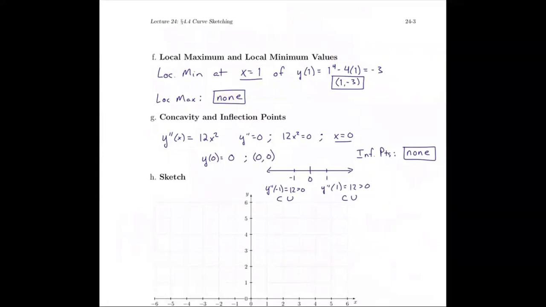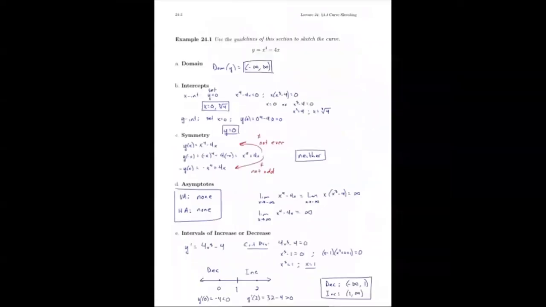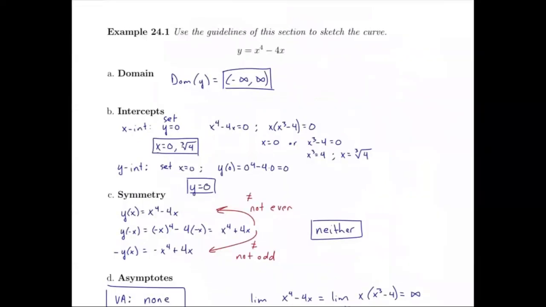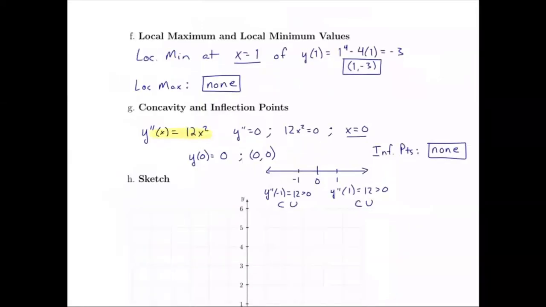Concavity and inflection points. Now we're at the second derivative. The second derivative of 4x cubed minus 4 is, well, the first derivative was what? Actually, let me go back. Sorry. The first derivative was 4x cubed minus 4. The second derivative is 12x squared. Check that on your own to make sure you get the same. We have 12x squared as our second derivative.